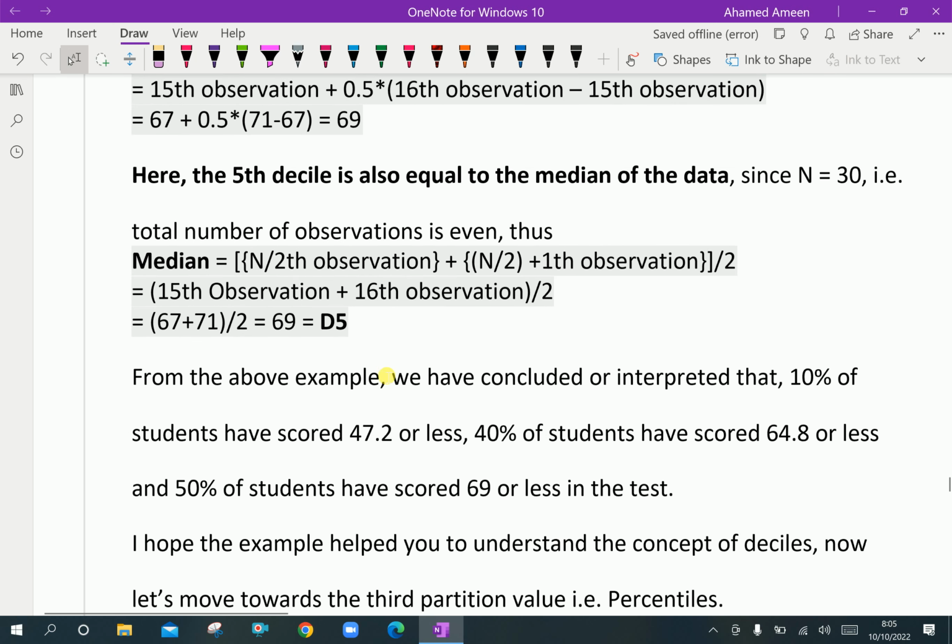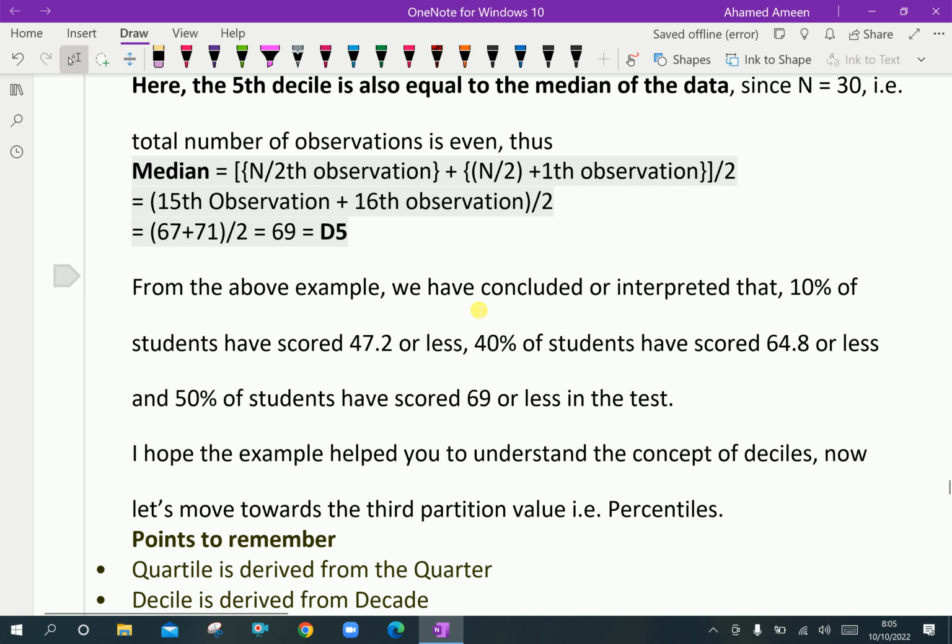We can describe, from the above example, that 10% of students have scored 47.2 or less, 40% of students have scored 64.8 or less, and 50% of the students have scored 69 or less in the test. That means from the deciles you have to calculate less and more.